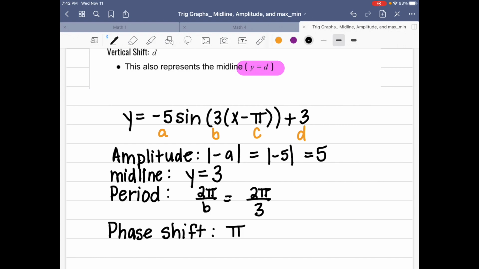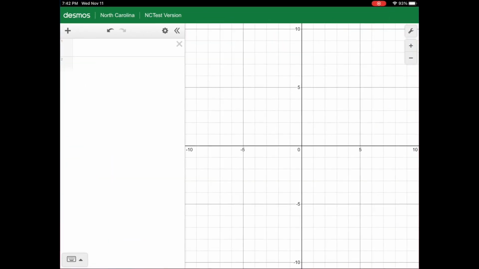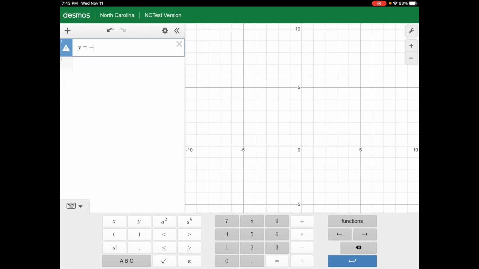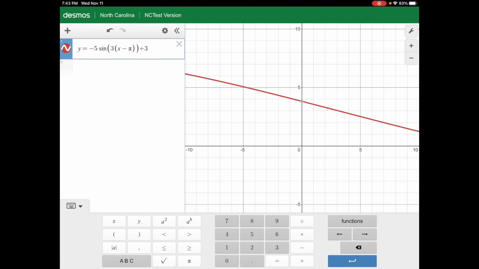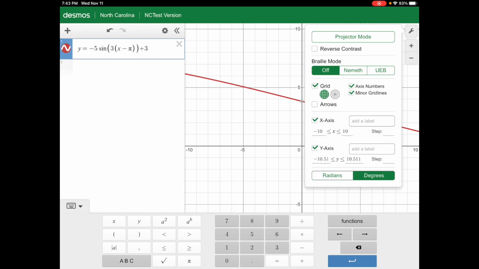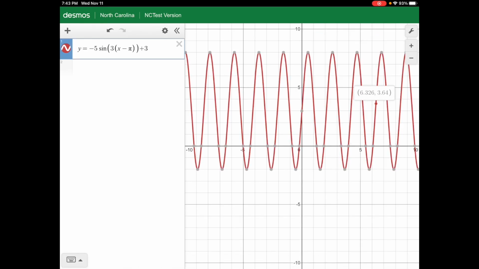All right, so I'm going to go to Desmos, and we're going to look at this particular example. So I have y equals -5 sine, and we had 3x minus pi, plus 3. Let me make sure I typed it correctly. So we have 3x minus pi plus 3, okay? So why do I only see this part? Remember, in one of my videos, I told you that in degree mode, you're going to have to adjust the screen so that it fits between -360 and 360, because a circle is 360 degrees. So if we go to radians, we can see this much better.